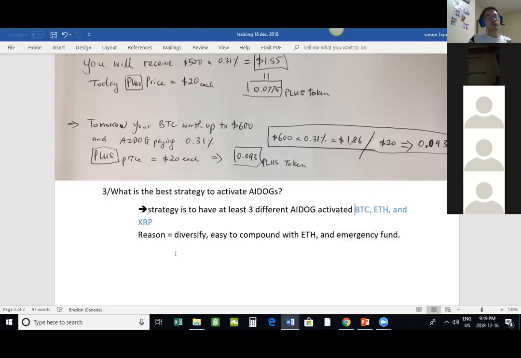Then you will lose the income for that day. Even though you cancel and put back $2,000 in, that day you won't get income. Why? Because after you activate your AI dog, in the first 24 hours you don't get income. If you are a new member, you will get what we call the candy. But because you are an existing member who activates an AI dog, you won't get candy, right? So in the first 24 hours, you won't get income.